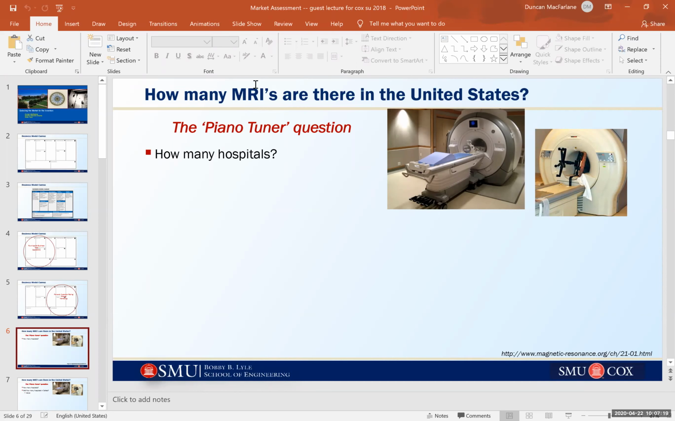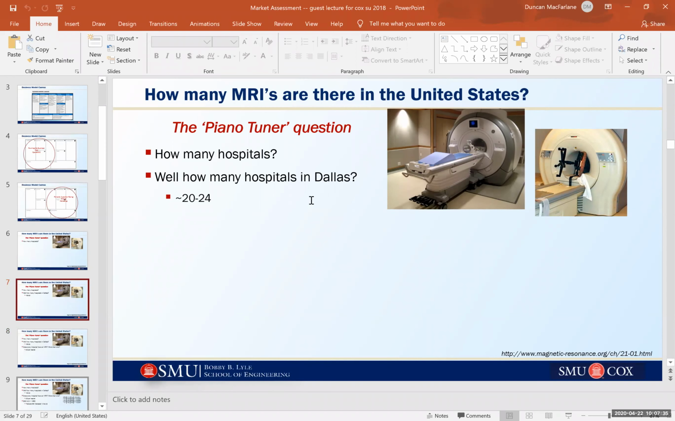So where are MRIs found? Well, MRIs are generally speaking found in hospitals. Maybe there's a few more in imaging centers, but those are fairly linked to hospitals as well. And so the first question is, how many hospitals are there in the US? That's a hard thing to answer, but maybe we've spent time in a particular part of the United States. For this example, I'm going to use Dallas. So how many hospitals are there in Dallas? If you go through neighborhood by neighborhood and think things out, you've got about a couple dozen hospitals there.